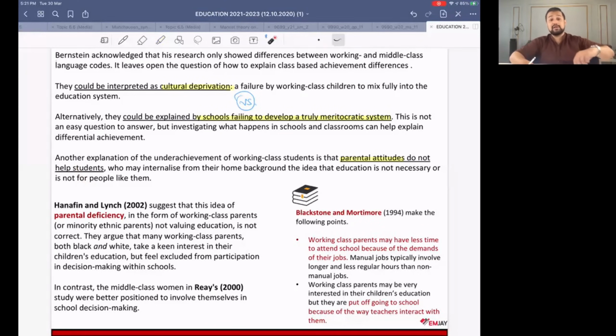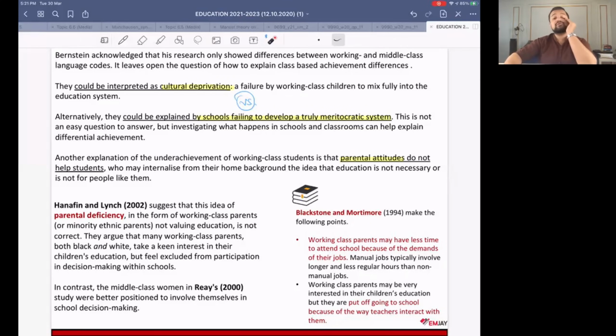According to Hannafin and Lynch, they suggest that this idea of parental deficiency in the form of working class parents not valuing education is not correct. They argue that many working class parents, both black and white, take a keen interest in their children's education but feel excluded from participation in decision making within schools.